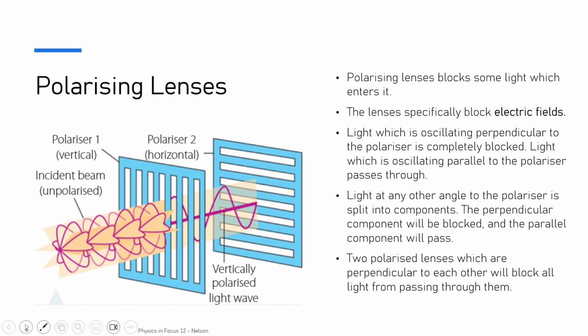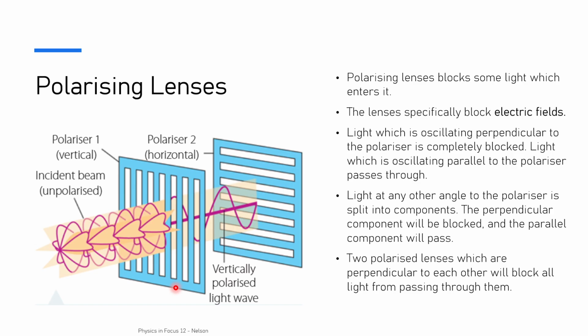So a polarizing lens essentially blocks some of the light that enters through it. What you can see here is essentially regular light. Light is coming in where the oscillations of the electric and magnetic field are pointing in all sorts of directions, right? We've got a beam of light, there's lots of different waves coming through and they're all orientated in different ways. Particularly when the light is passing through one of these polarizers, which kind of looks like the diffraction gratings that we were talking about last lesson. They're not the same, but they do diagrammatically look quite similar.